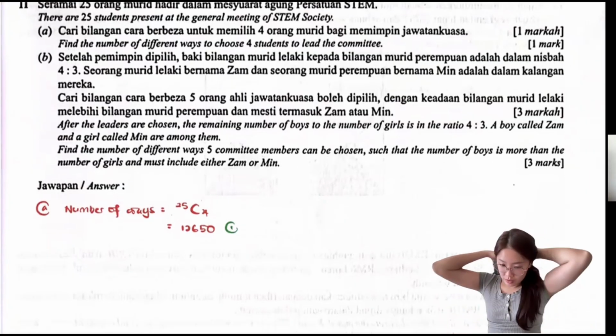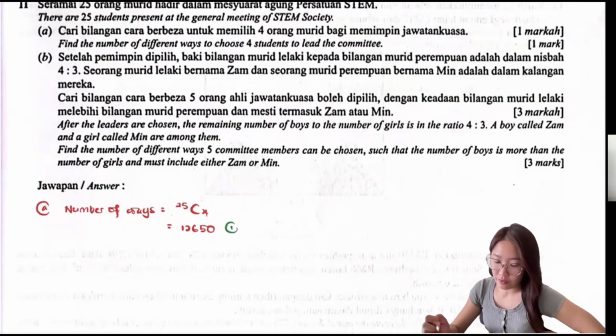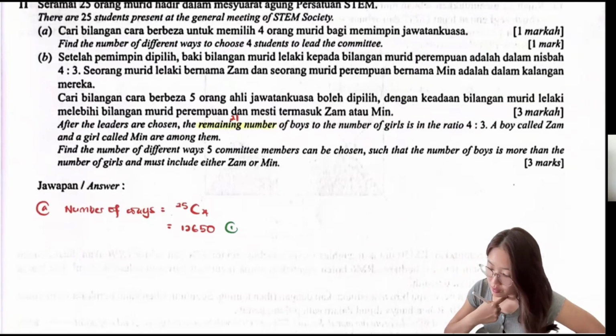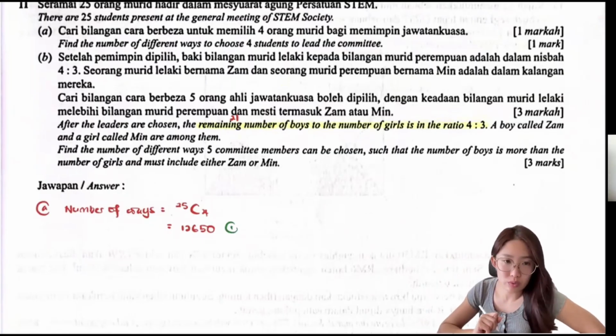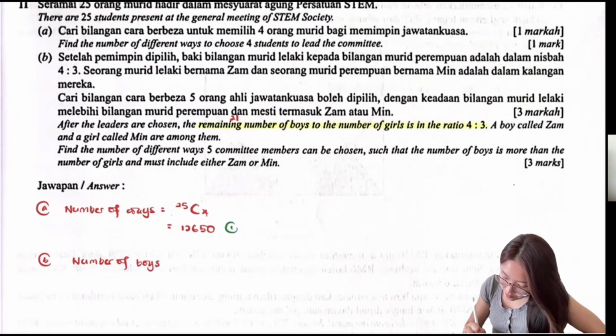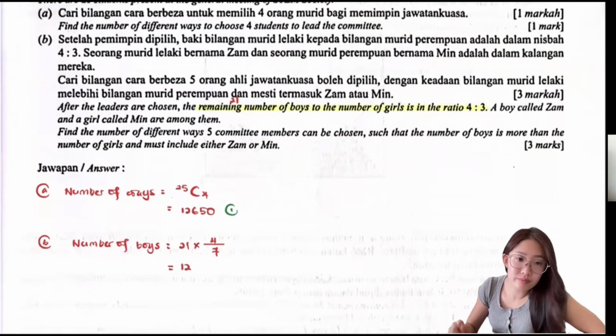Okay, now the condition comes. Question B. After the leaders are chosen, the remaining number means you have 21 more people left. Remaining number of the boys to the number of girls is in the ratio of 4 to 3. Boys to girls, ratio 4 to 3. So meaning I can find out, question B, number of boys first. Remaining 21 people, boys, 4 over 7. Total parts is 7. So this is 12.